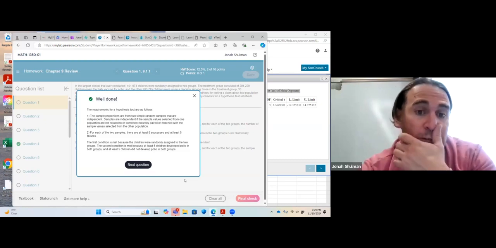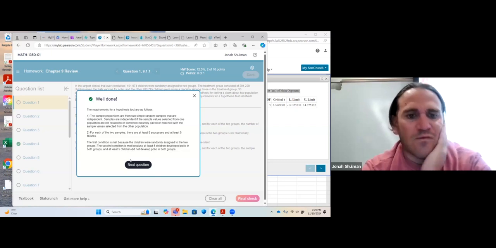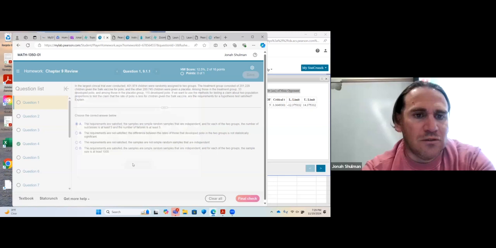That was lucky. So these are the 2 things you need: the sample proportions for 2 random samples that are independent, and for 2 samples, we had at least 5 successes and 5 failures. The first condition is met because they were randomly assigned to the 2 groups, and the second condition is met because there's at least 5 in both. All right, let's keep it trucking.